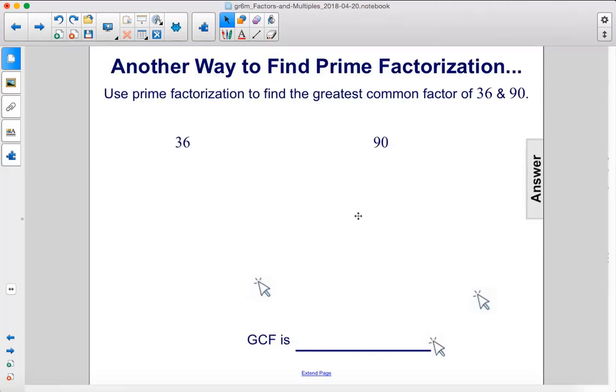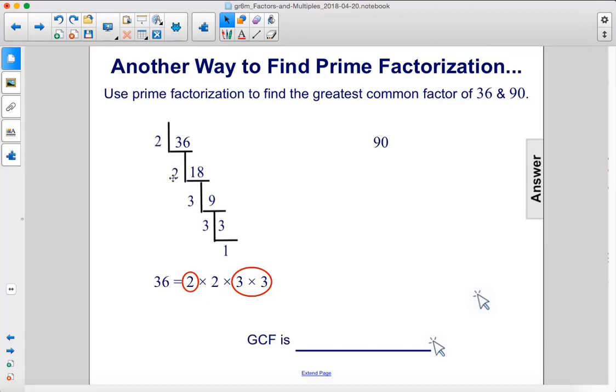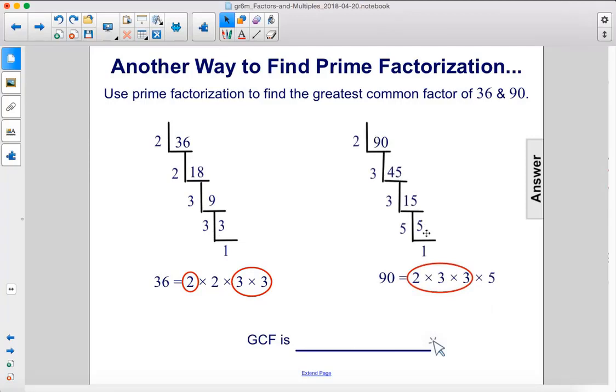And here's the other way to do it. 36 divided by 2 gives us 18, divided by 2 gives us 9, divided by 3 gives us 3, divided by 3 gives us 1. And then 90, we do the same process down, and we get 2 times 3 times 3 in both of them. Therefore, the greatest common factor is 18.